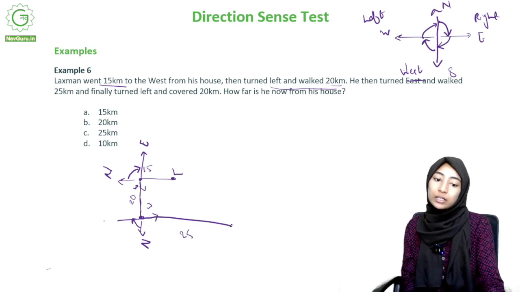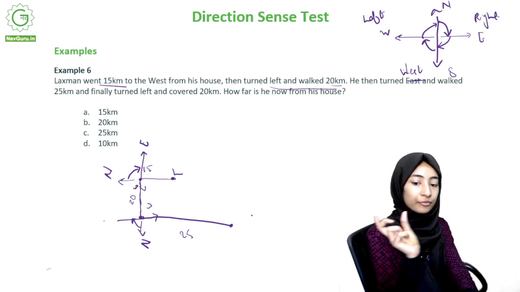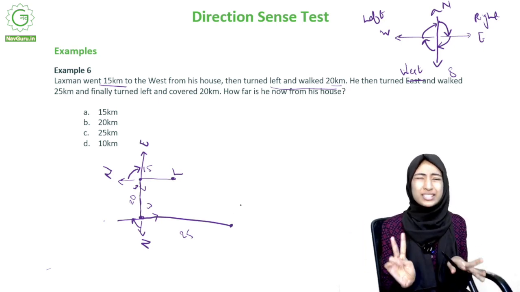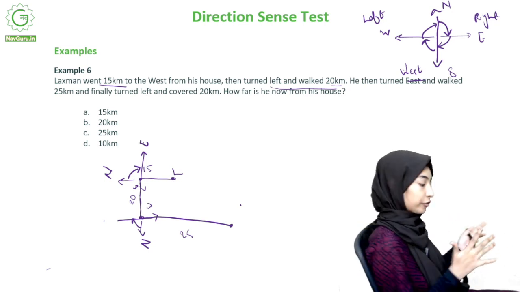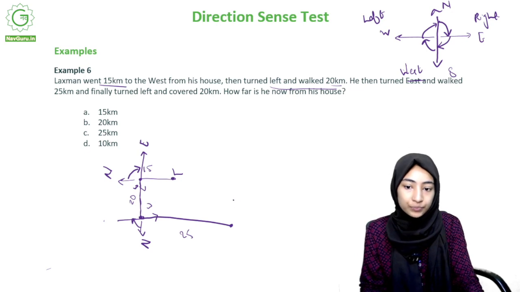And then he finally turned left. So what is the left? Just imagine you're this person. I'm finding the directions using both methods. You can find whatever is easy for you. So if you're this person, you're facing this, your left will be here, right? So his left will be here. So he turned left and he covered 20 kilometers.